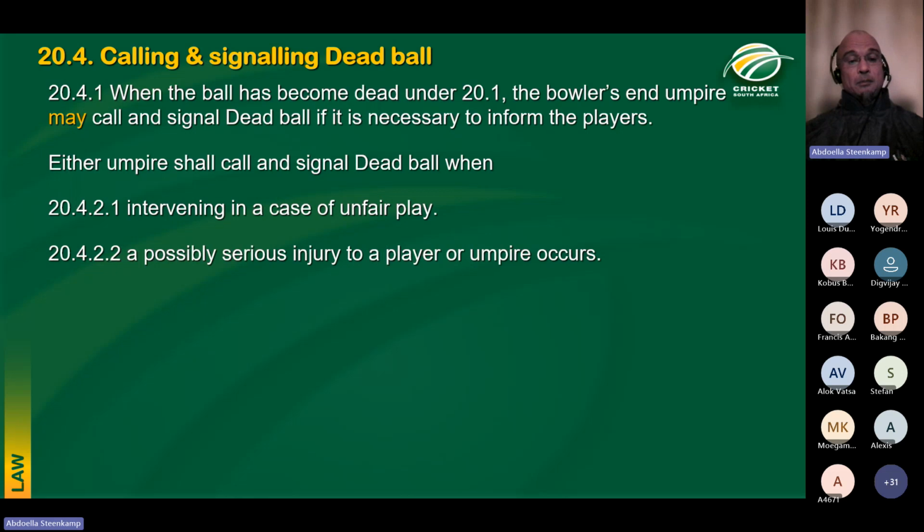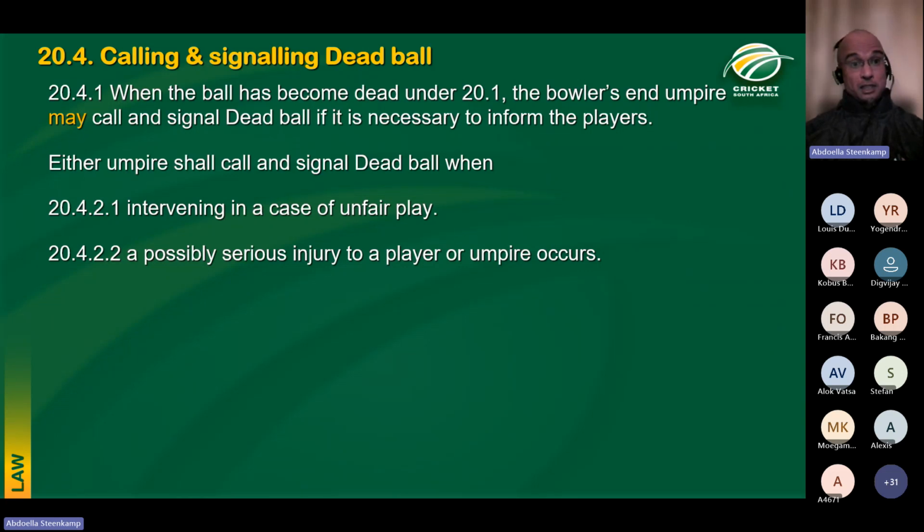Another instance where either umpire needs to call and signal dead ball is if there's a possible serious injury to either a player or an umpire. And the emphasis in 20.4.2.2 is serious injury. The umpire needs to make a judgment call whether the injury is serious, and if yes, the umpire then immediately needs to call and signal dead ball. From the moment the umpire calls and signals dead ball, anything that happens after that call is irrelevant.